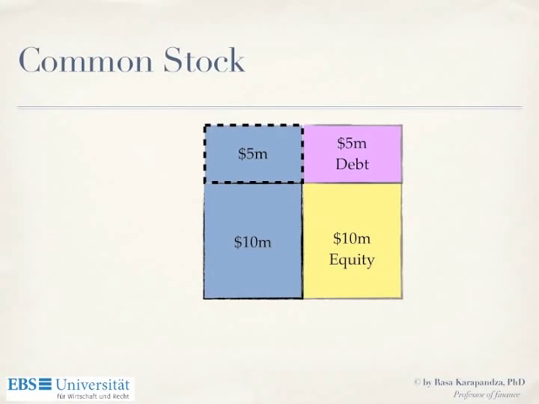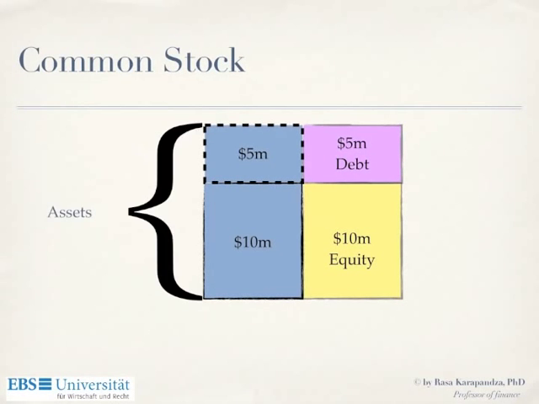Okay, we have seen this picture many times. Companies have assets. Assets is everything that a company has in its possession that can be used to convert to future benefits. This is everything from cash to tables, to pencils, to cars, machines, computers, whatever the company owns and can be used to convert to future benefits.